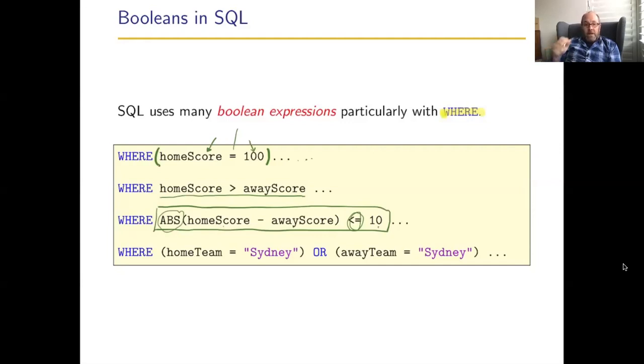And then here's a more complicated Boolean expression that uses a Boolean operator. It evaluates this Boolean expression first, home team equals Sydney, that's either true or false, either 1 or 0, and then it evaluates away team equals Sydney, that's either true or false, and then it checks the OR of those two values.